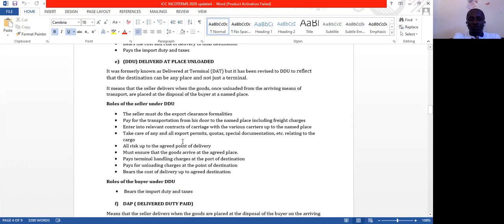Then we have the DDU, delivered at place unloaded. DDU, delivered at place unloaded. Now, in the Incoterms 2010, it was known as DAT, delivered at terminal, but has been revised to DDU to reflect that the destination can be any place and not just a terminal. Get that, okay? So here, the destination can be any place, not just the terminal itself.